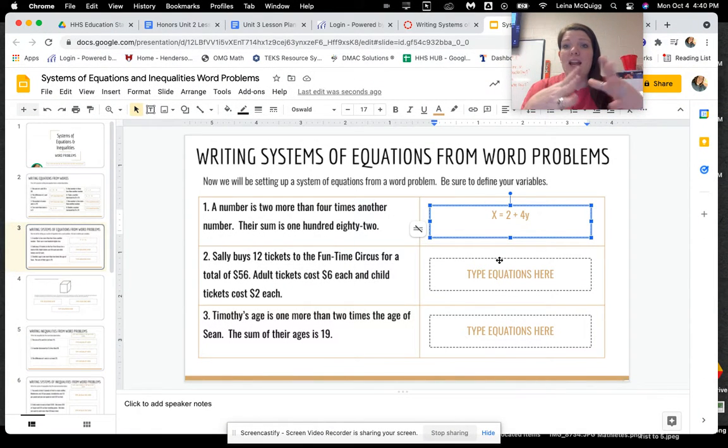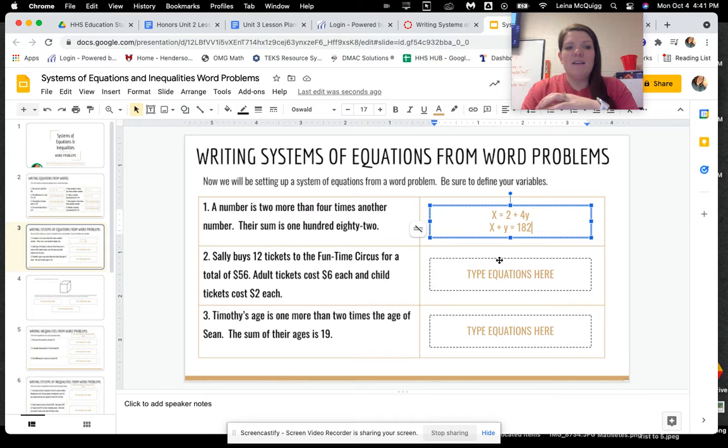Then I can write an equation for the second sentence. Their sum is 182. The word sum is an addition word, so the sum of the two numbers is going to be 182. My first number is x, I don't know what it is. The sum means I add. My second number I don't know is y. And when I add them together, it's going to equal 182. Right?